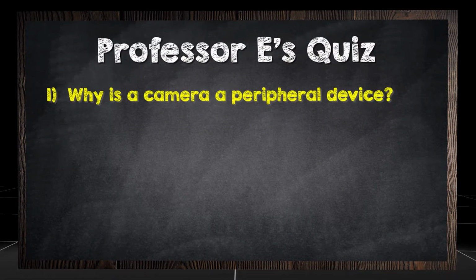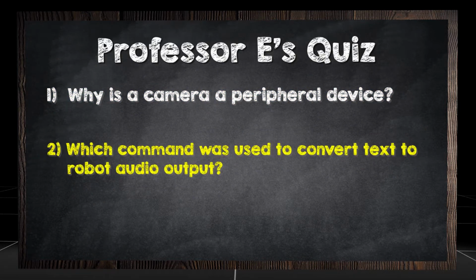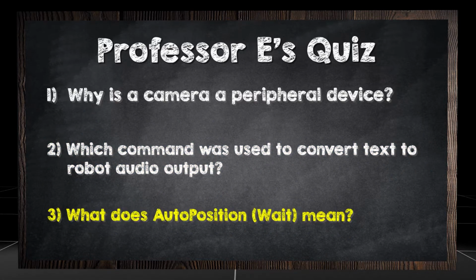Why is a camera a peripheral device? Which command was used to convert text to robot audio output? What does auto position wait mean?